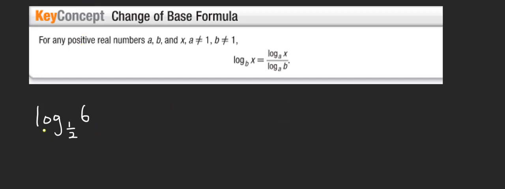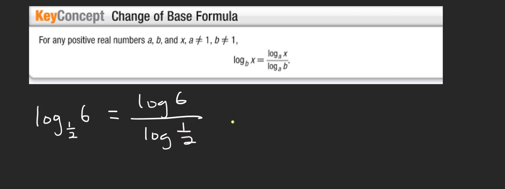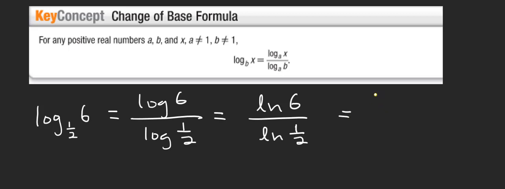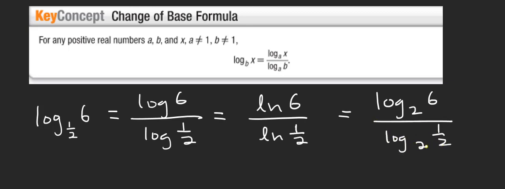You've got log base 1 over 2 of 6. So this will be the same thing as log of 6 over log of 1 over 2, or the same thing as natural log of 6 over natural log of 1 over 2. Again, we could use any base. So we could say log base 2 of 6 over log base 2 of 1 over 2. But we try to stay with natural log or common logarithm whenever we change base.